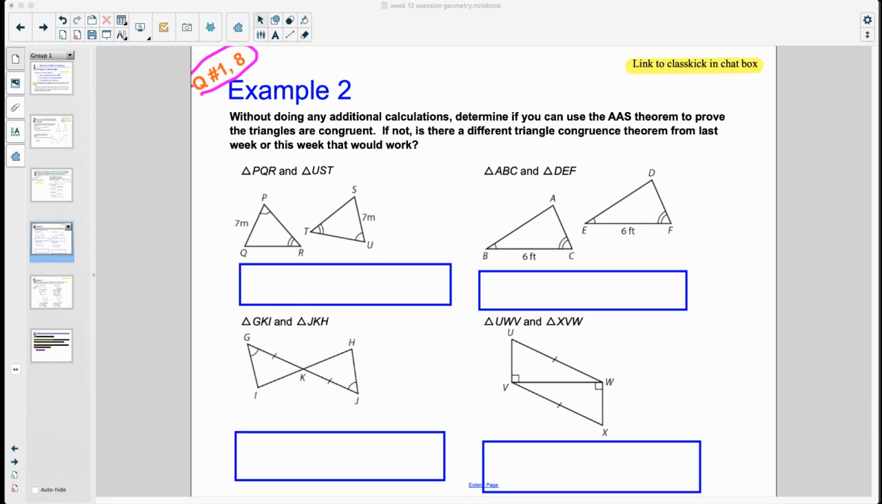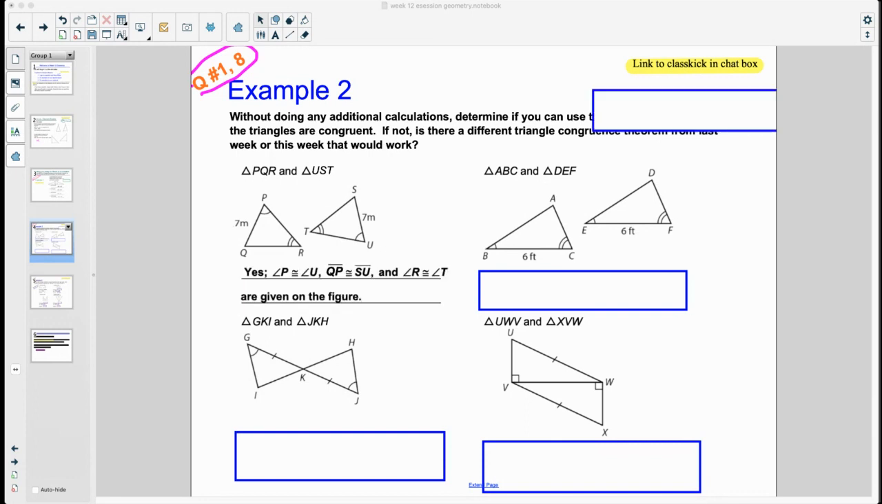Okay, it's okay if you do not list all of the components like I have here. If you said yes, that is fine, okay? But note that this is why. So you have those two angles and then you have that non-included side, so it would work.